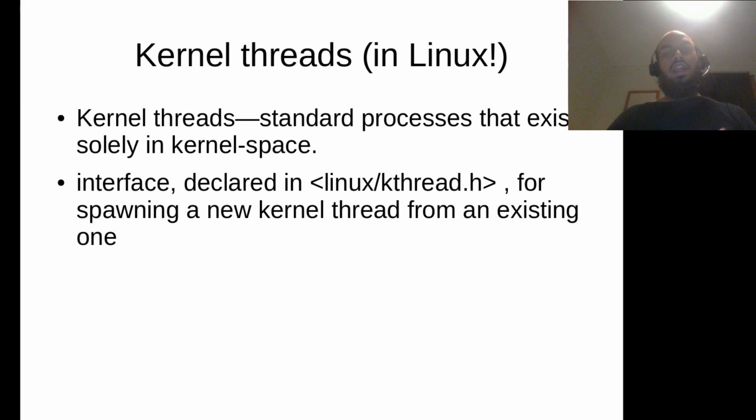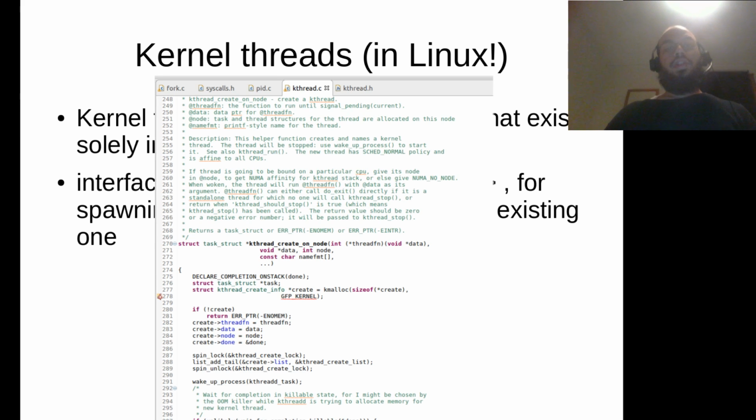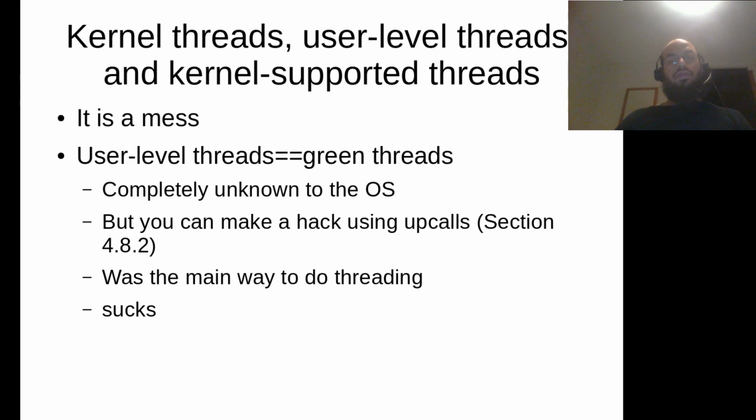This is again where kernel threads are implemented. It's in kthreads.c, and there you have quite a good description of what this does and how it differs from normal threads. And you have kthread create on node for that. Okay, so what is the difference between kernel threads, user level threads, and kernel supported threads? I never talked about kernel supported threads before, but let's just say that it is a complete mess.